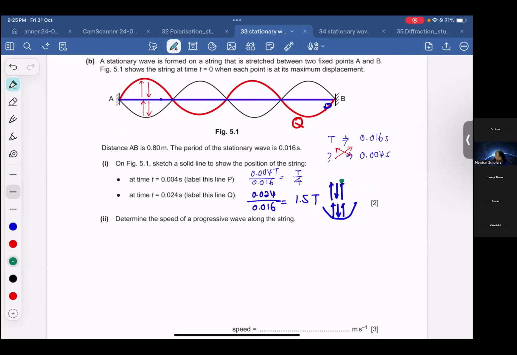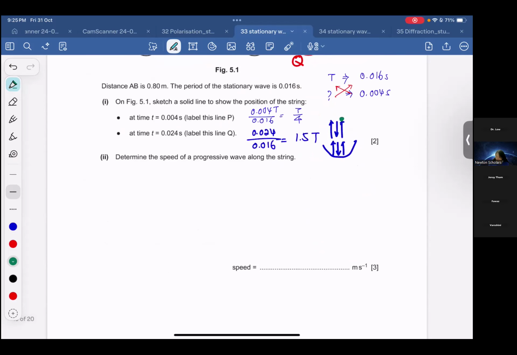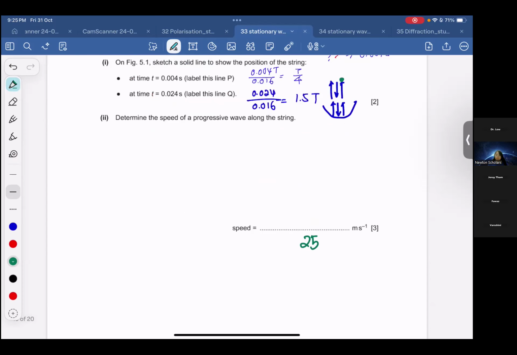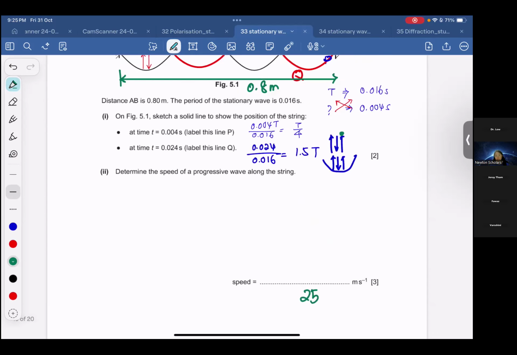Okay, this one we write the final answer, and you try 25 meter per second. From here to here is actually 0.8 meter. Okay? You write 25, then you complete it by yourself. If you really cannot, WhatsApp me, I tell you how to do. I show you the working. Okay, until here, okay? Can I proceed?